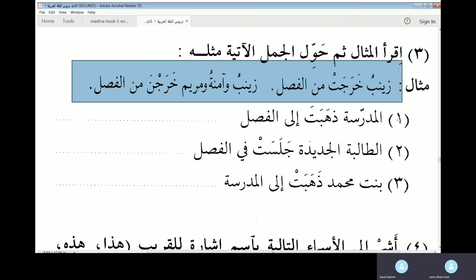Misal: Zainabu kharajat min al fasli. Zainab went out from the class. Zainabu wa aminatu wa maryamu kharajna min al fasli. Zainab and Amina and Maryam all went out from the class. Okay, so for singular, third person feminine, kharajat. For plural, third person feminine, kharajna. Okay, next.